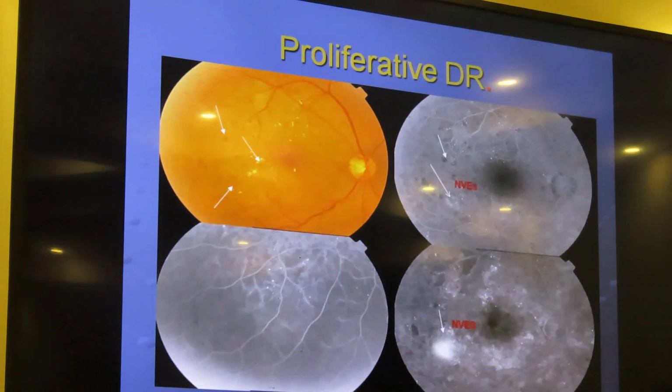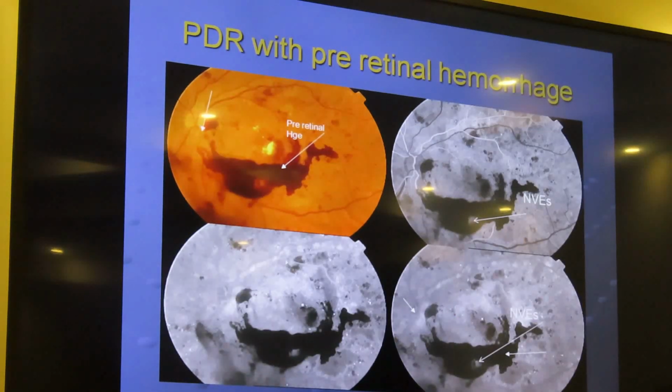This is a proliferative diabetic retinopathy due to the presence of NVEs in the periphery. This is a proliferative diabetic retinopathy with pre-retinal hemorrhages. If you see this case without this pre-retinal hemorrhage, you can tell that this is not a proliferative diabetic retinopathy. The only sign telling us this is a proliferative diabetic retinopathy is the pre-retinal hemorrhage, which is covering these NVEs. Otherwise, it couldn't tell us that it is a proliferative diabetic retinopathy.